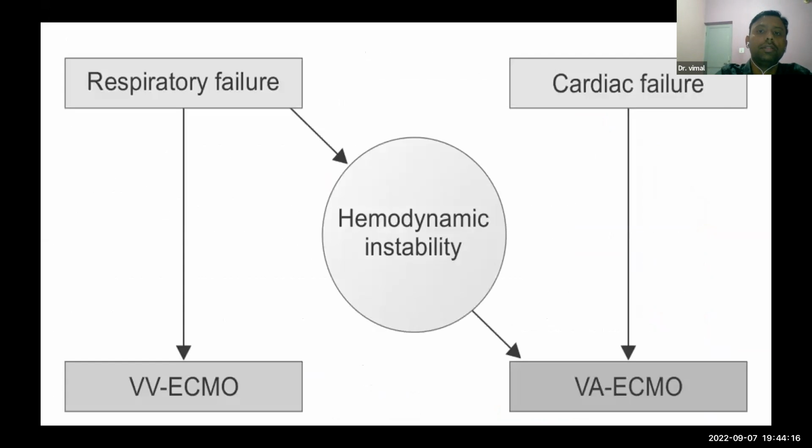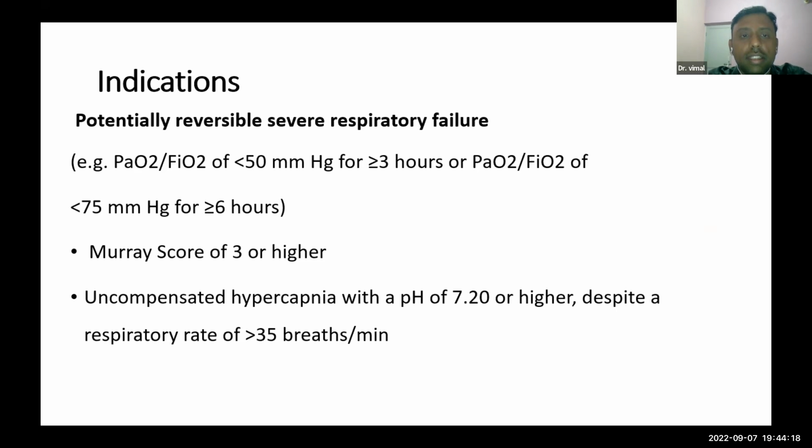Now, coming to the indications. The most important indication is the potentially reversible severe respiratory failure. For example, every center has got their own protocols. So just to have a number, PF ratio of less than 50 millimeters of mercury for more than or equal to 3 hours, or PF ratio of less than 75 millimeters of mercury for more than 6 hours of conventional mechanical ventilation, then you can consider VV ECMO.